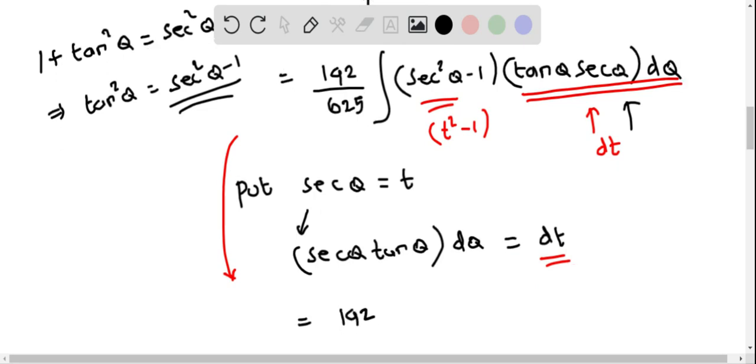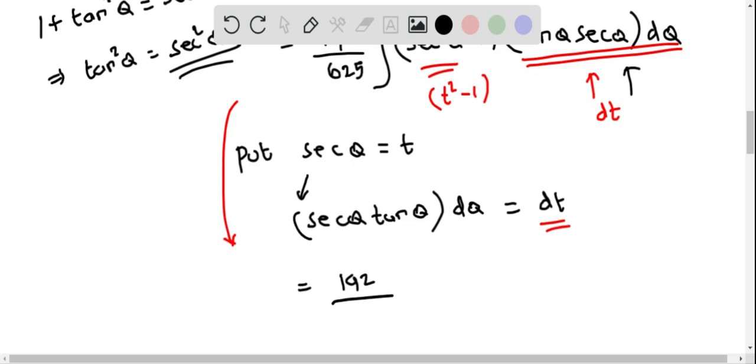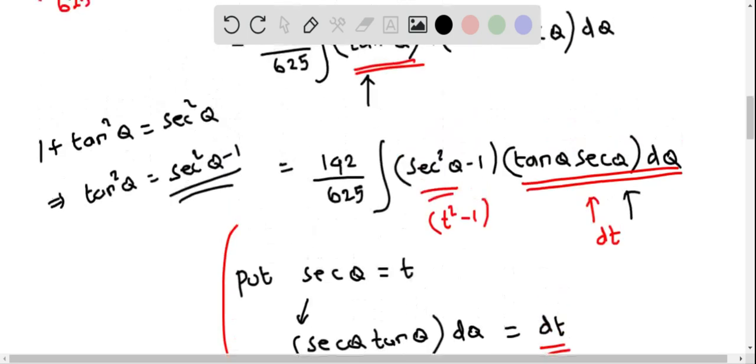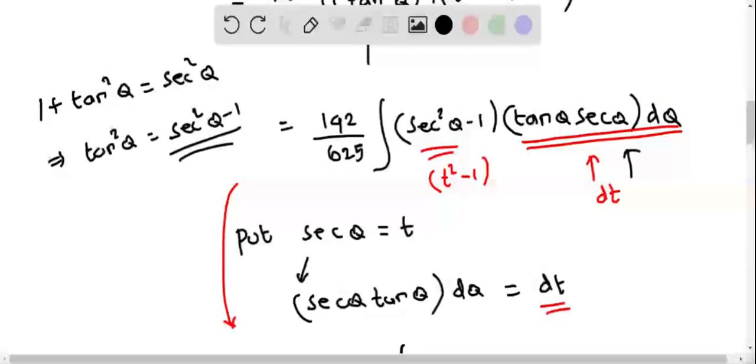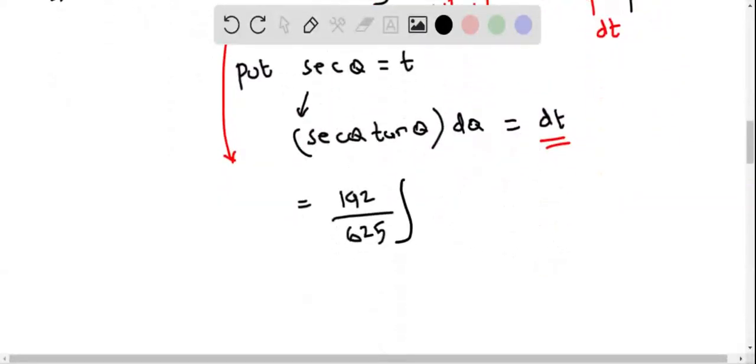So finally, when we rewrite this given integral after we made this t substitution, this will become 192 over 625 integral of t squared minus 1 times dt. As you can see here clearly, it is t squared minus 1 times dt. So let me write this. And now this is an easy integration which we can integrate. So this is going to be 192 over 625.